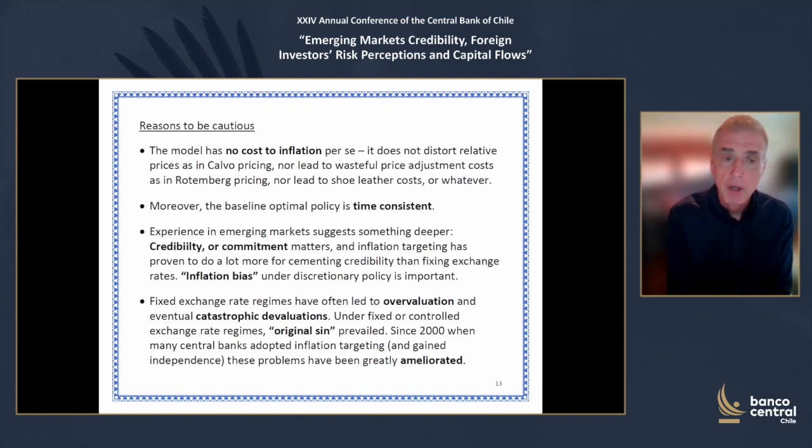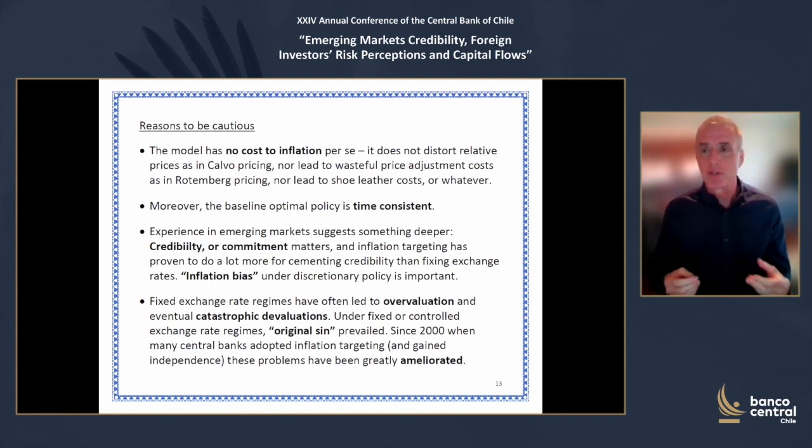But in the real world, credibility or commitment really does matter a lot. And I think that inflation targeting, which a lot of emerging markets have adopted in the last couple of decades, has gone a long way to increasing the credibility of monetary policy. And without it, I think there's a real inflation bias. So this paper kind of has the flavor of, okay, now we've established credibility for monetary policy. Let's forget inflation targeting. Let's go after these other targets.